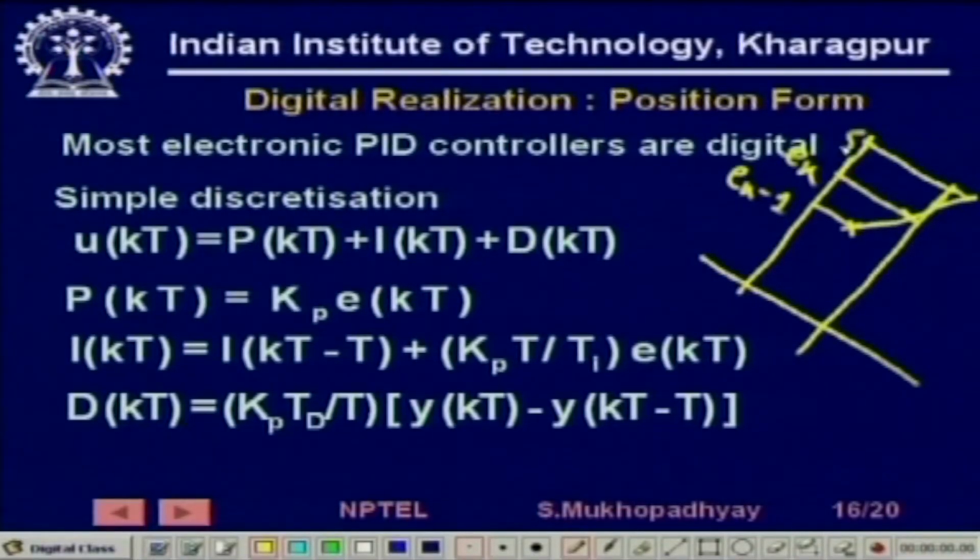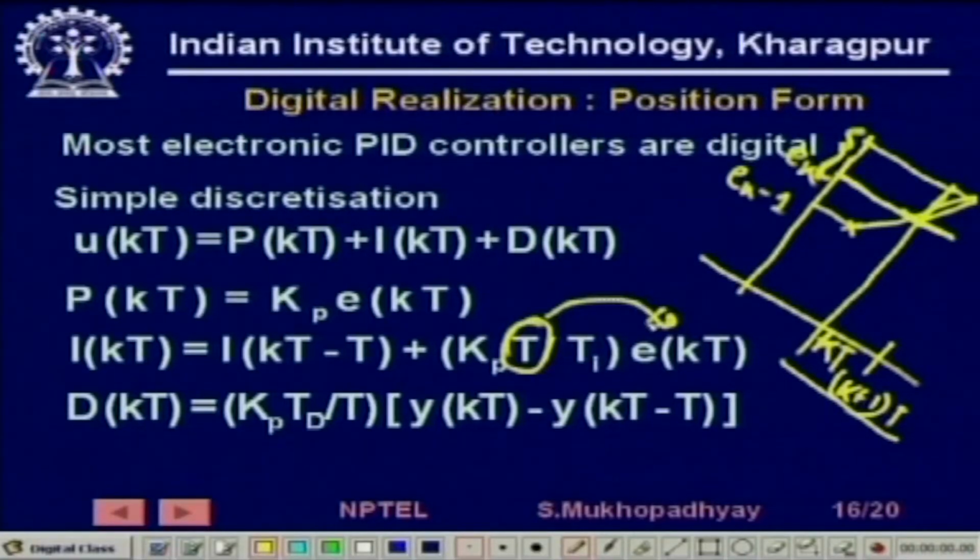So, between kT and (k plus 1)T, I assume that this error is going to be maintained. So, the integral will rise simply as a rectangle. I realize this by multiplying E(kT) by T. That will be the increment of the integral, and then I add it to my previous value of the integral to get the present value of the integral.